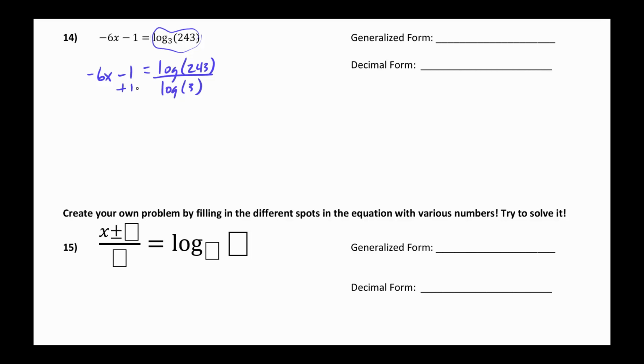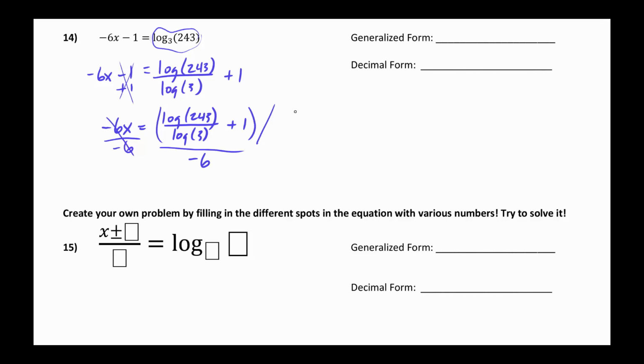Got to go ahead and add the 1 to both sides. You got to get rid of adding and subtracting first. So negative 6x equals log of 243 divided by log of 3, adding 1 to this whole thing. Then I can go ahead and divide by negative 6, but I need to divide all of that by negative 6. It's the whole thing. So I don't know how you would like to write it, but usually if you have fractions on top of fractions, I start to switch over to dividing as a diagonal line, which is fine with me.